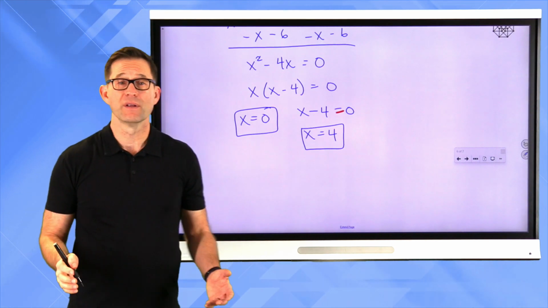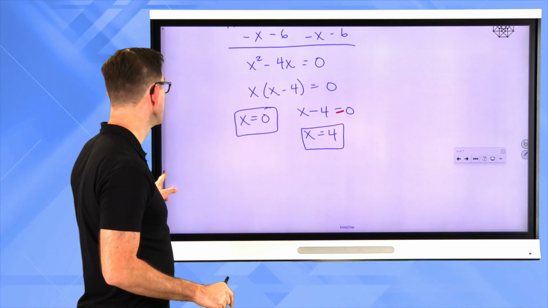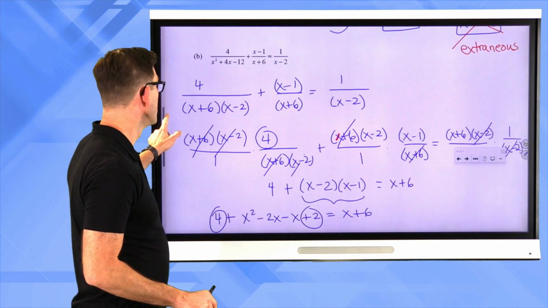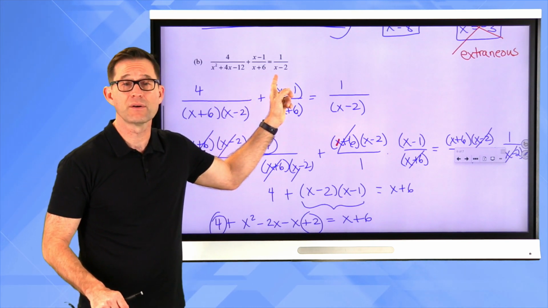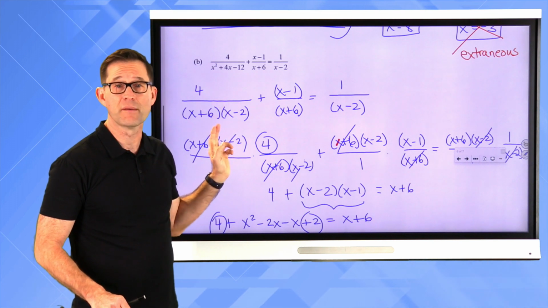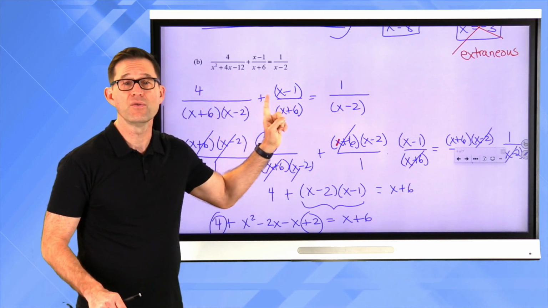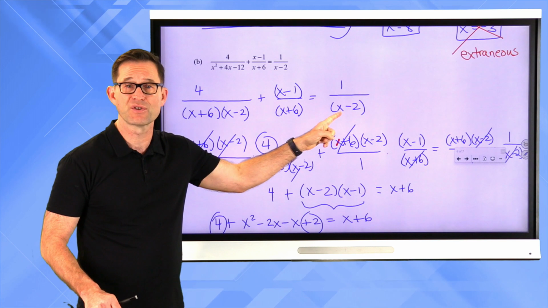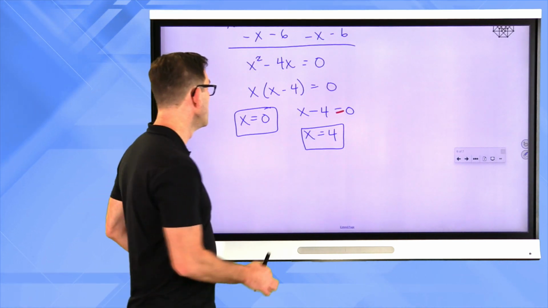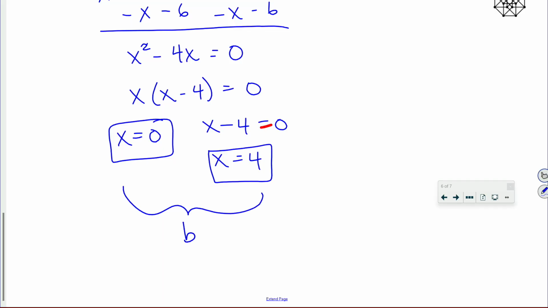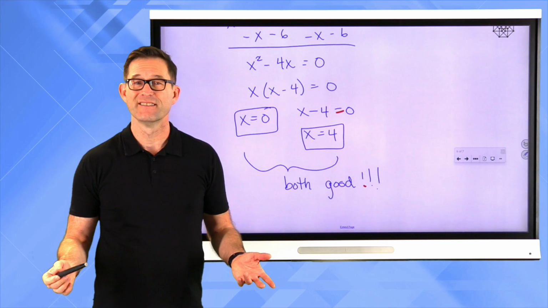And now the only question is, are either one of them extraneous? Well, you might think x equals 0 is extraneous, except it's not going to make any of these denominators 0. x equals 4 isn't going to make any of these denominators 0. The only two problematic values would have been x equals 2 and x equals -6. So these are both good. All right. And that's it. Let's wrap this up.